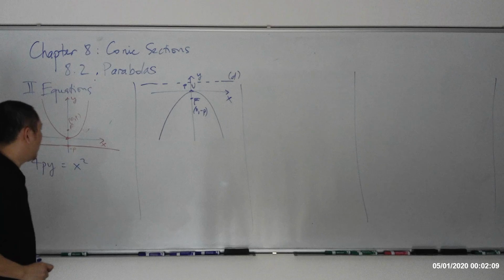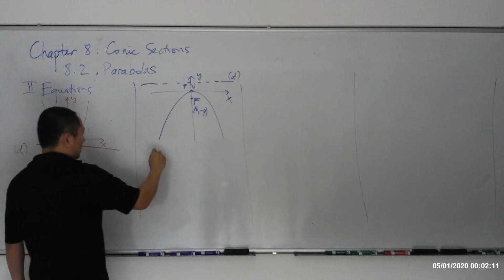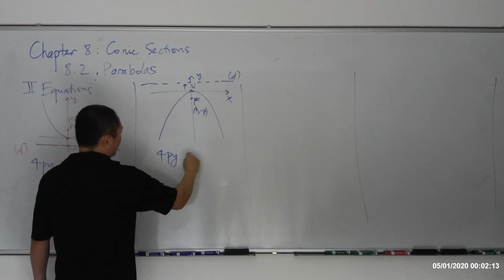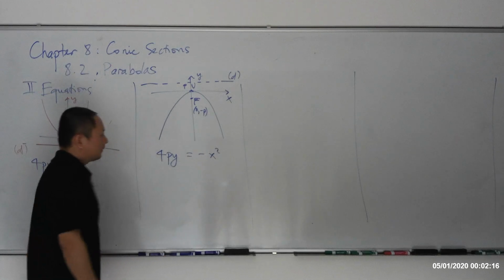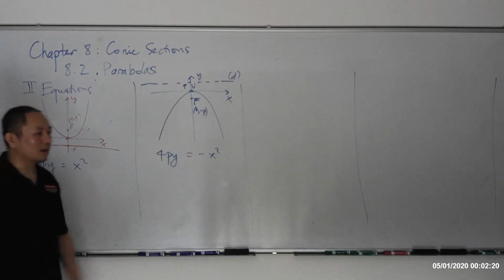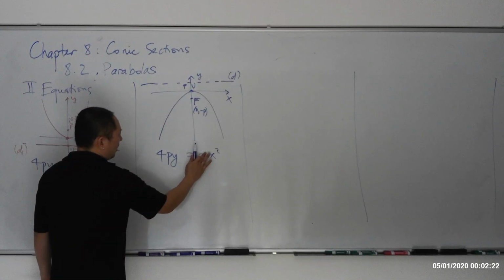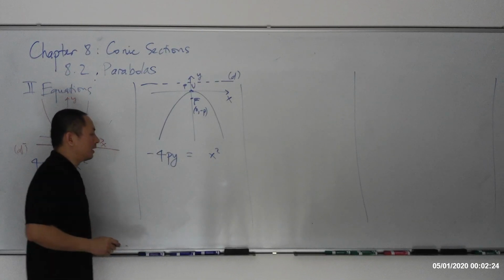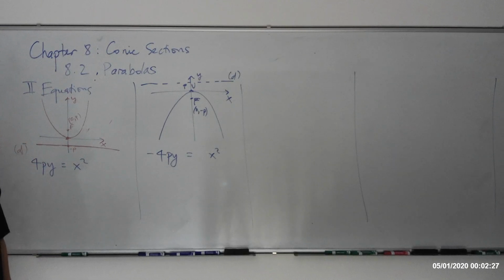The equation for this parabola will be 4py equal to negative x squared. You see the difference between the first equation and the second equation? We just change the sign. Many people don't write the negative sign in here. They can write a negative sign on the other side. Doesn't matter. It's the same thing. Just simply multiply by -1 on both sides.